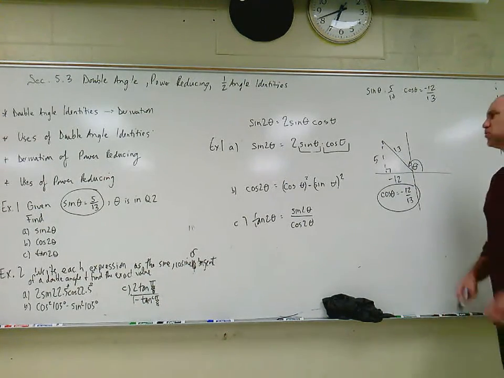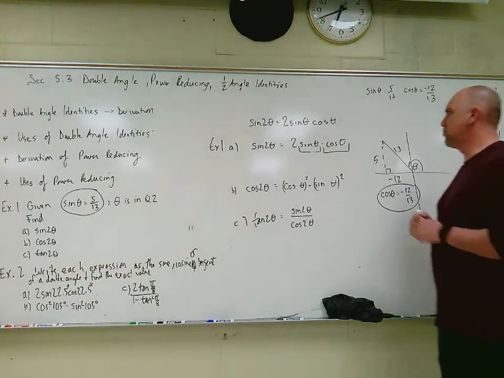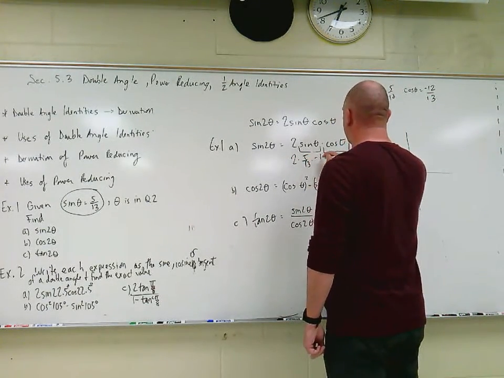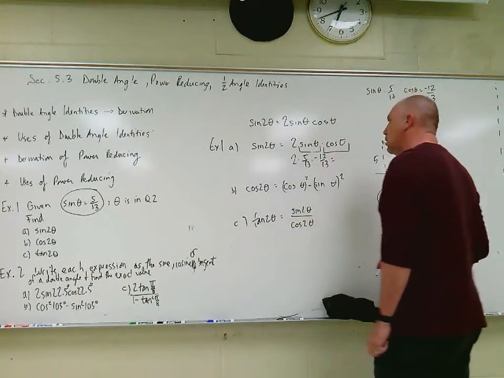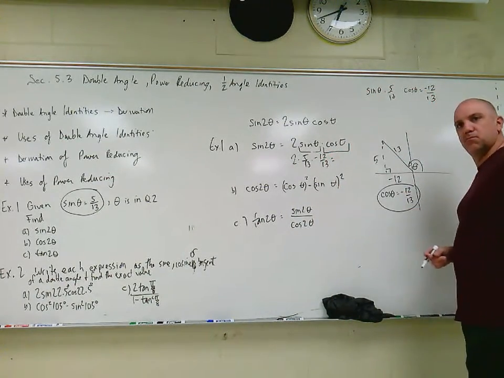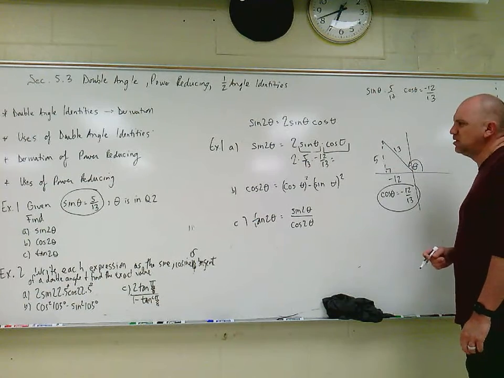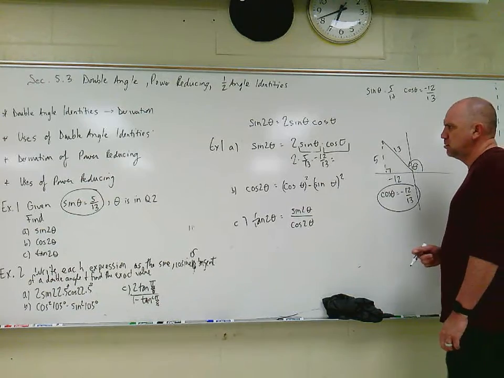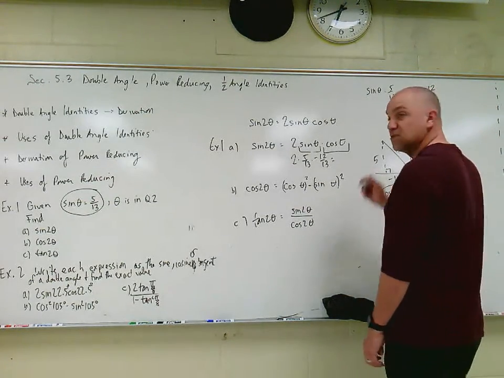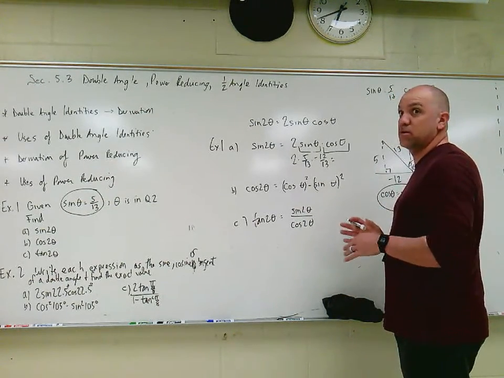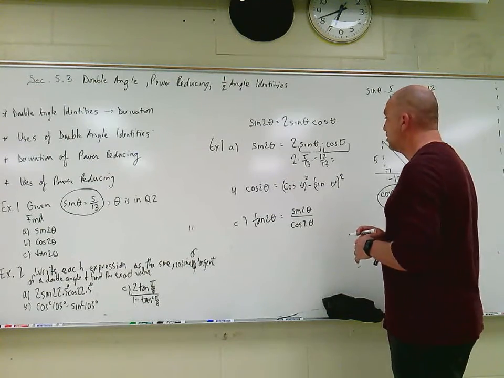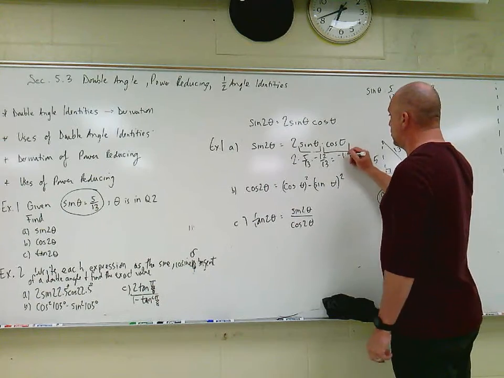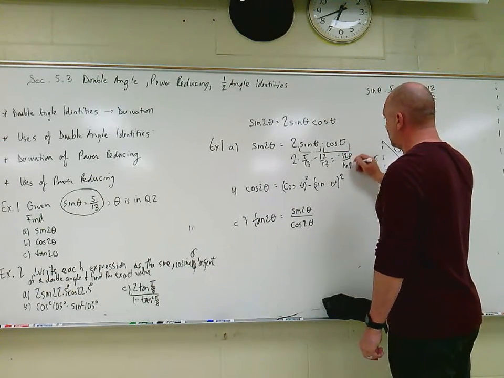All right, let's check the first one. So if we plug in 5/13, -12/13, let's see what we get. This now is just a practice of multiplying fractions. So what does your numerator turn into? You've got to get numerator and denominator. -120, and then over 169, and there you go. Done.